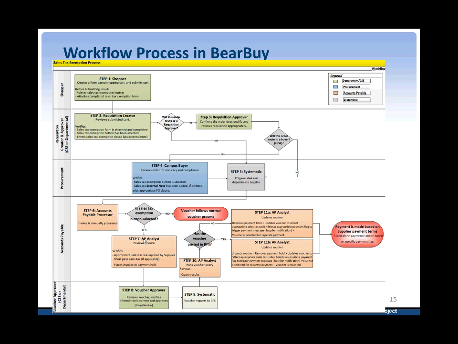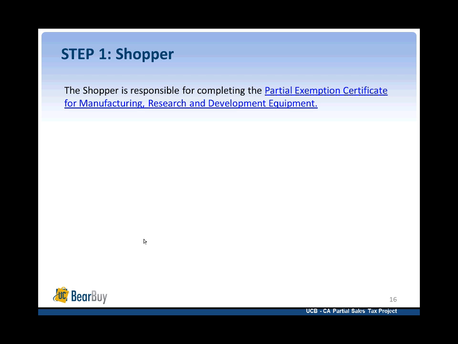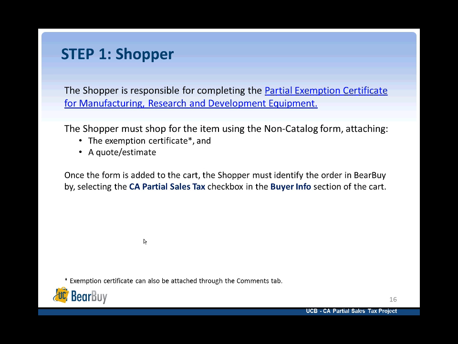Okay. But let's look at step 1 a little bit more in detail. Again, the shopper is responsible for completing the partial exemption certificate for manufacturing, research, and development equipment. The shopper must shop for the item using the non-catalog form, attaching the exemption certificate and a quote or estimate.